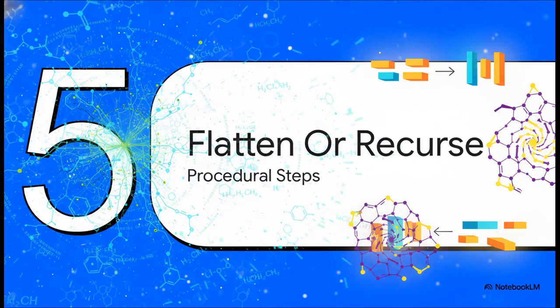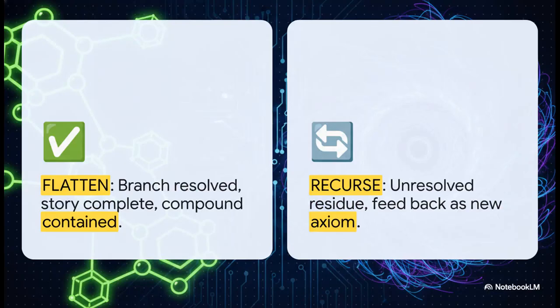Section 5. Flatten or recurse. These are your procedural follow-ups. The system's answer to that green test dictates your immediate next move. It's an either-or scenario. If the system can fully explain its output, you execute the flatten command. The branch is resolved, the story is complete, and the compound is contained. You just close the file. But, and this is a big but, if there's a felt quality or some unresolved residue that exceeds the chemical explanation, you have to use the recurse operator.